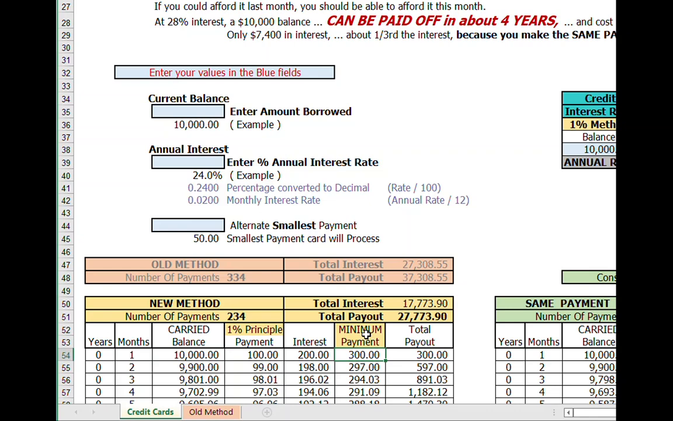That's 1% of $10,000 or $100. And since the annual interest rate is 24%, that divides by 12 for a 2% monthly rate. And 2% is twice 1%, so interest is $200. 1%, 2%. For a monthly payment of $300.